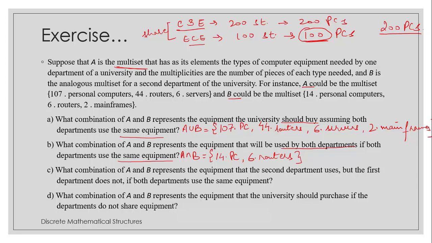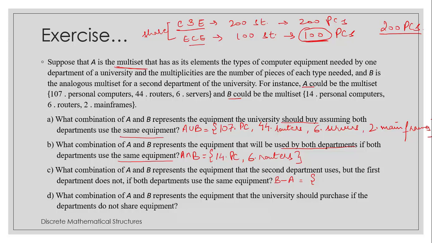Now what combination of A and B represents the equipment that the second department uses but the first department does not, if both departments use the same equipment? Now here we want to find B minus A. Combination of A and B such that the second department uses the equipment and the first department does not. So for B minus A, that will be 14 minus 107. The answer is negative, so we will take it as 0.